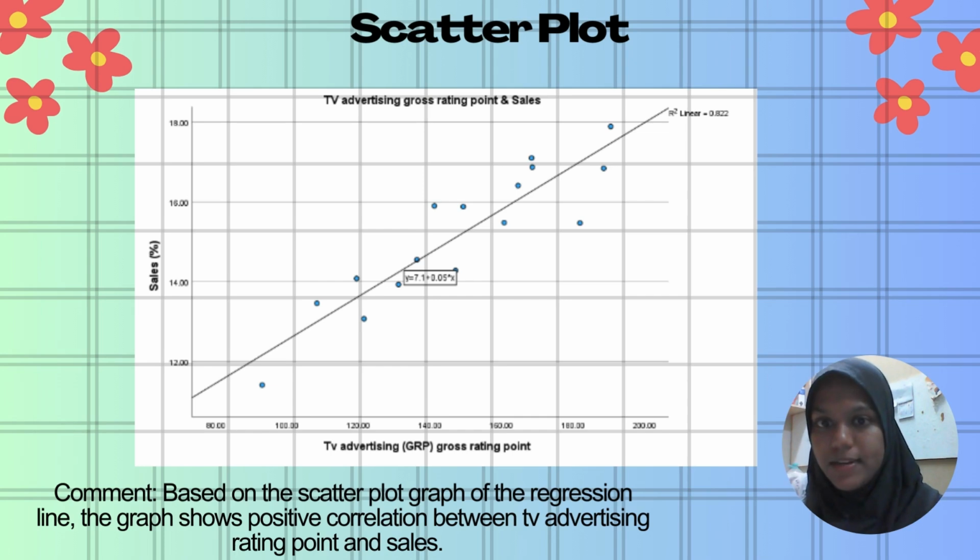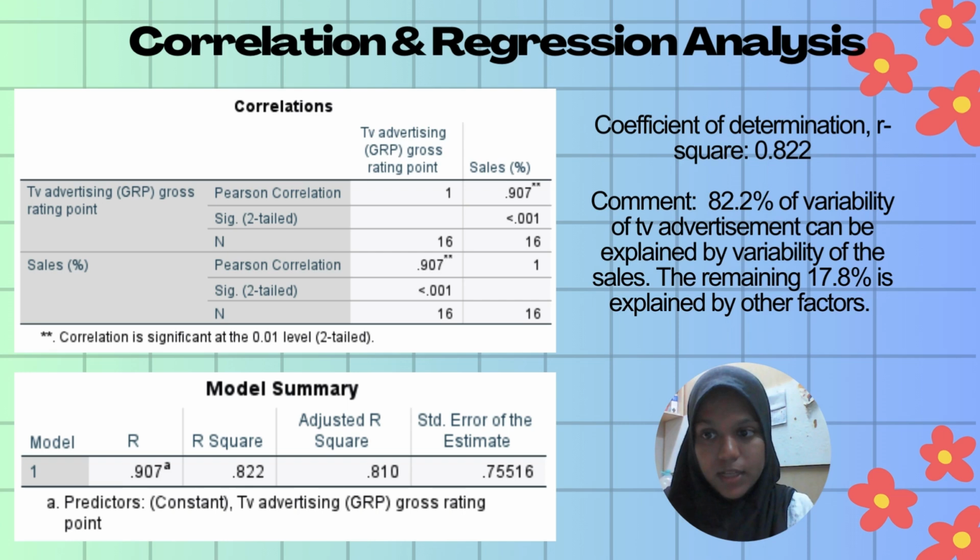These results represent the first objective. Based on these results, it proves that the first objective has been answered by using Pearson's coefficient of correlation method. And based on the scatter plot graph of the regression line, this graph shows positive correlation between TV advertising rating point and sales. Now, in this slide, I will talk about the correlation and regression analysis.